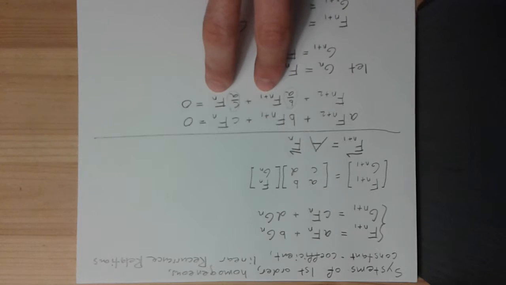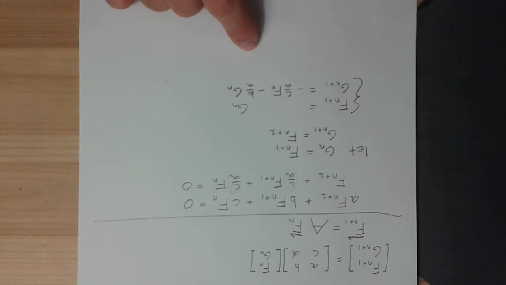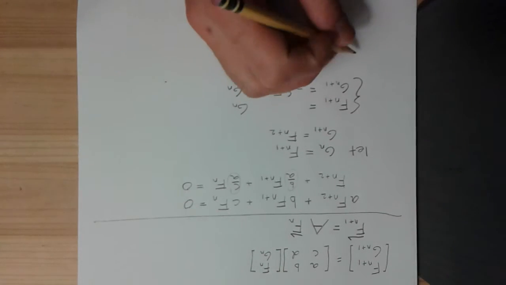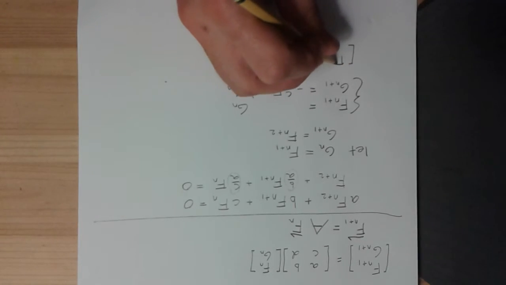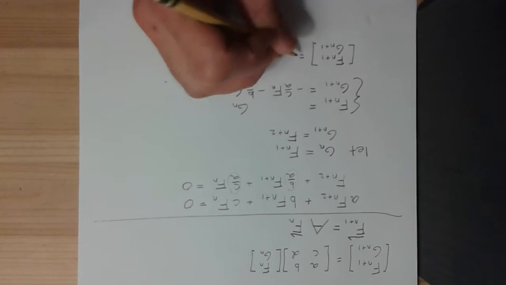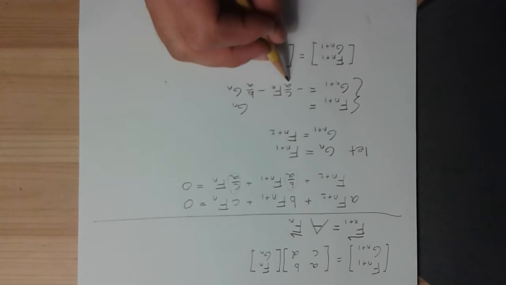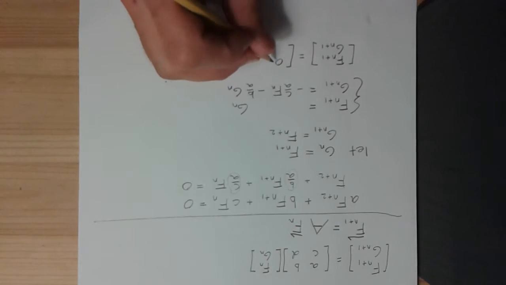So if I took these two terms and subtracted them to the other side, then what you get is minus c over a f of n minus b over a g of n. And so now, this is my 2x2 system of first order equations. I could write this as a matrix equation, like this. Here the coefficients are 0, 1, minus c over a, and minus b over a.